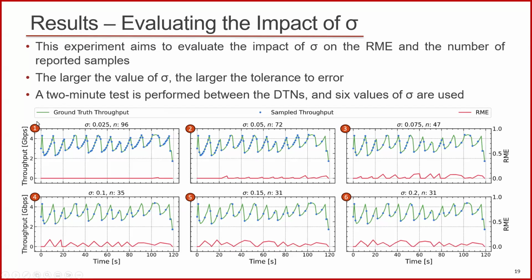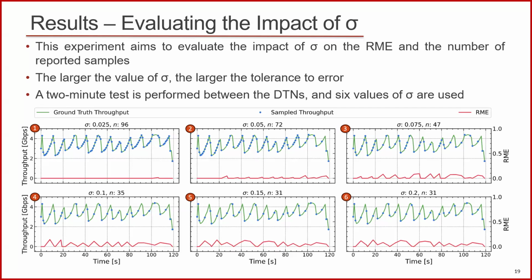So if we consider the first graph, this one, number 1, you can see that the RME is almost 0 because the tolerance is very low. But at the same time, we had 96 samples out of 120. I'm saying 120 because it's a 2-minute test, and we have a total of 120 throughput measurements without sampling.